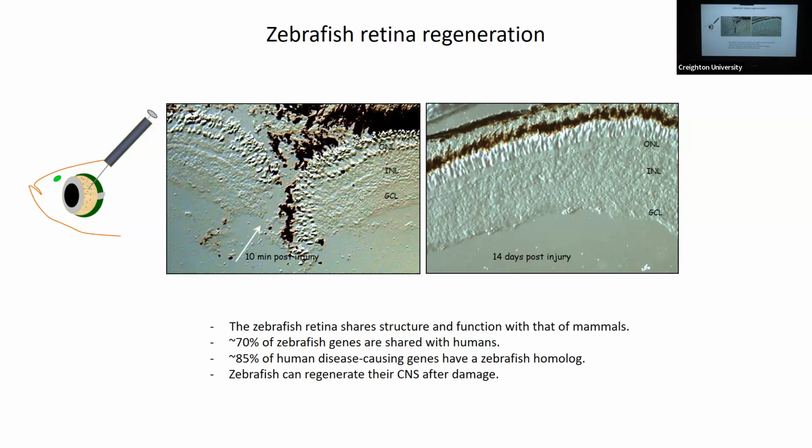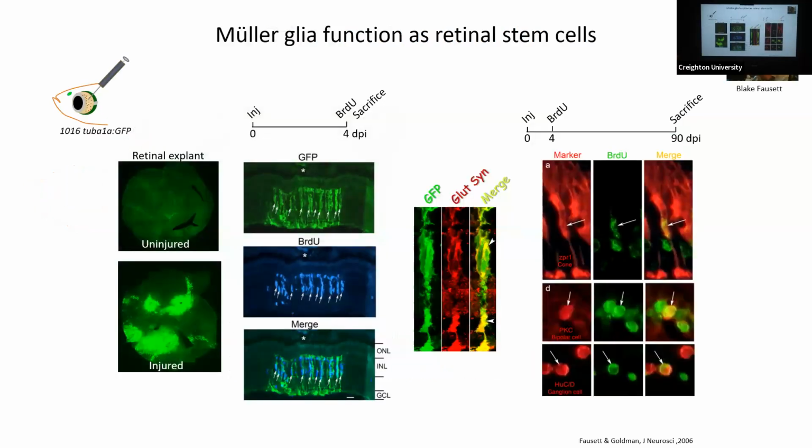Because of this robust regenerative response, and because the fish retina shares structure and function with that of mammals, same cells, organized the same, same functional properties, we think, and also because approximately 70% of the zebrafish genes are shared with humans, we think they'd be a great model system for trying to understand the mechanisms underlying regeneration, and that information would then suggest new strategies for treating humans. So that's what we want to do.